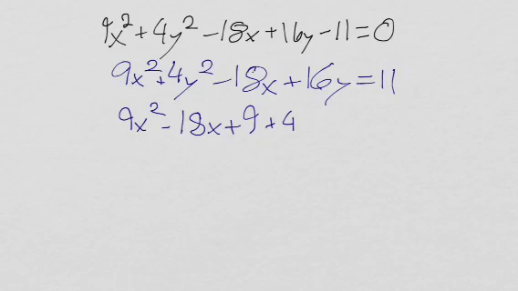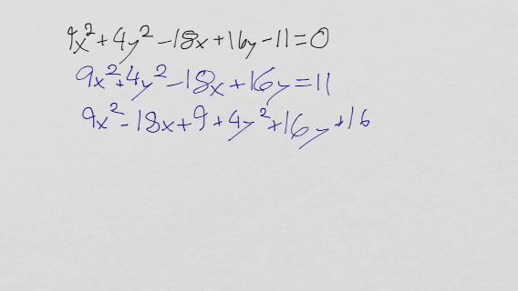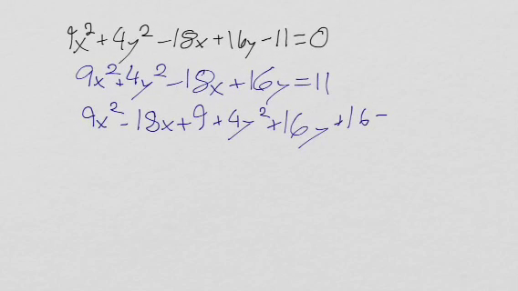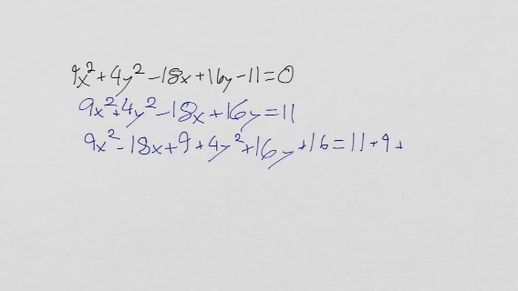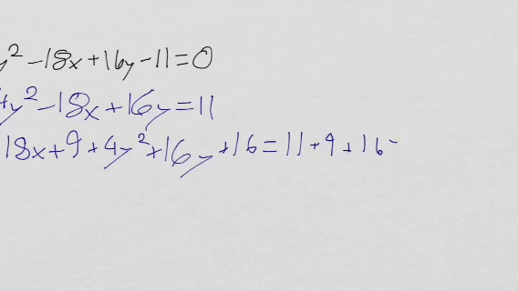Plus 4y squared plus 16y plus 16, sorry about my handwriting, equals 11 plus the 9 that we added plus the 16 that we added, which will end up giving us 36.